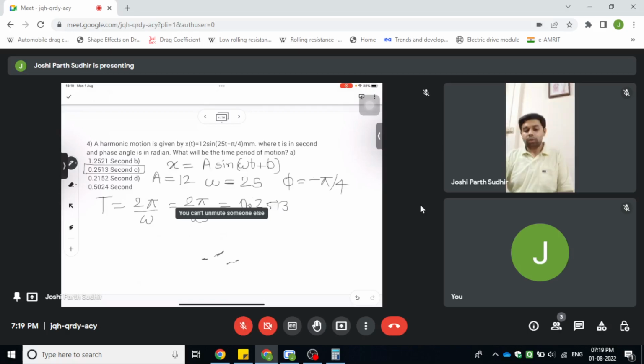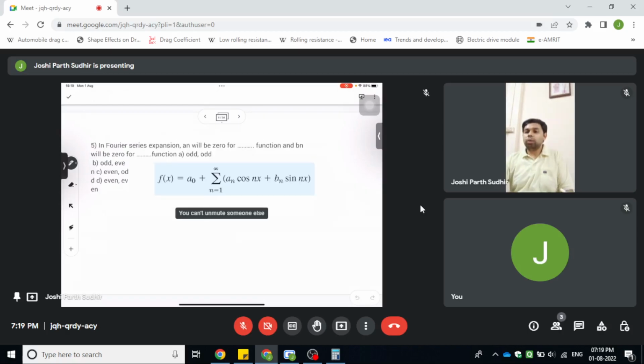So now this was about the time period. Let us now move on to the next question. In this question, this is about Fourier series expansion. The general expression for a Fourier series for a function f of x has been given over here.